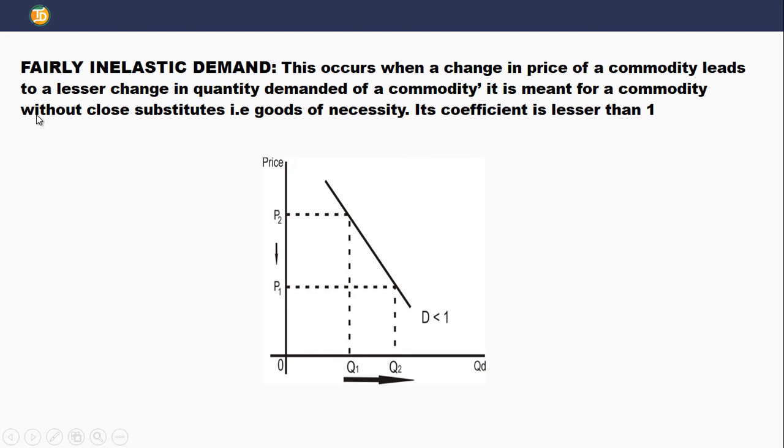The second type of price elasticity of demand is fairly inelastic demand. Fairly inelastic demand can also be called inelastic demand, and it occurs when a change in price of a commodity leads to a lesser change in quantity demanded of that commodity. So it is meant for commodities without close substitutes. Examples are commodities that are of necessity. So the coefficient of fairly inelastic demand is usually lesser than 1.